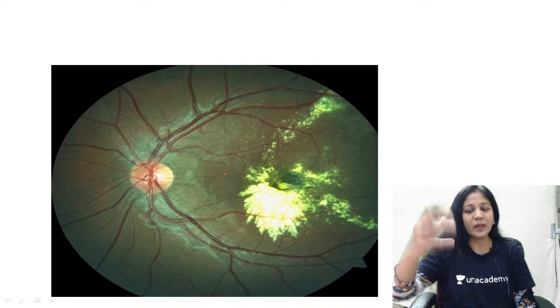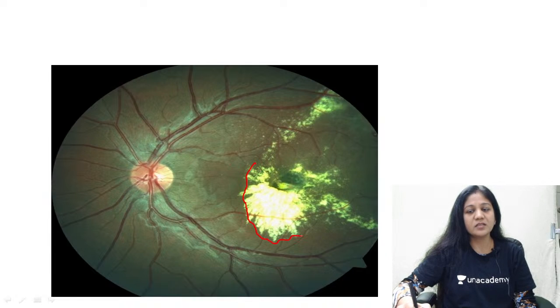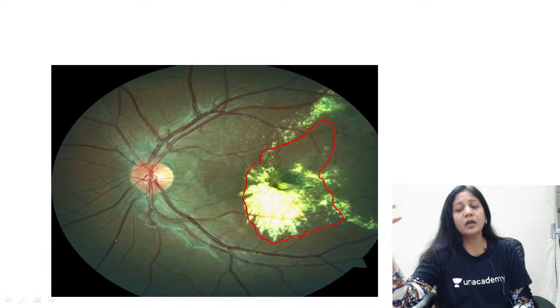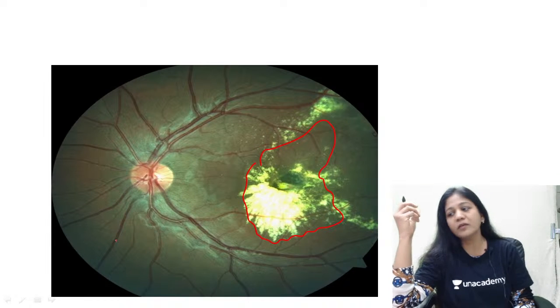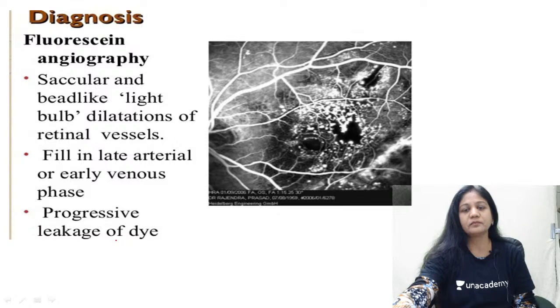Now friends, this is one picture where you see a lot of exudation in the macular region again. Alright, so the rest of the things appear to be normal, but in the macula you have such kind of lesion which leads to a very poor visual prognosis.